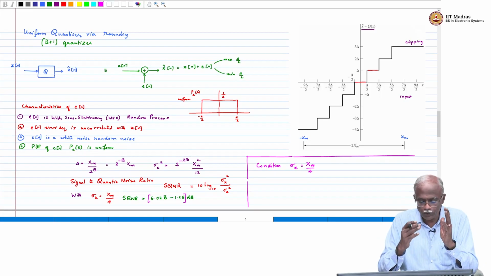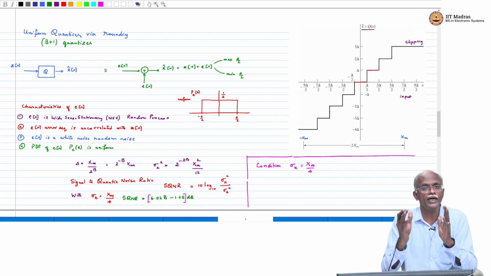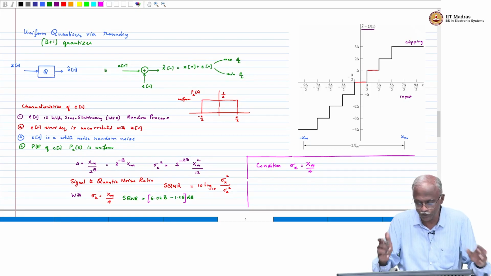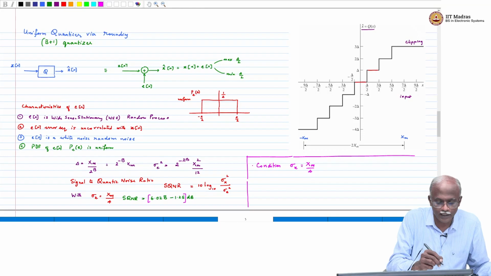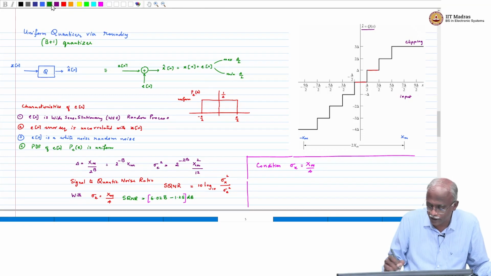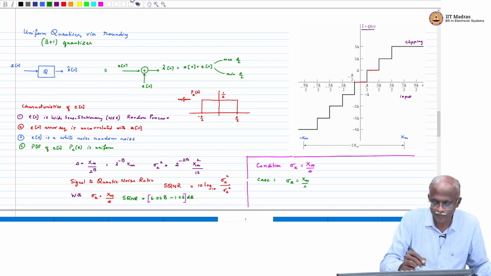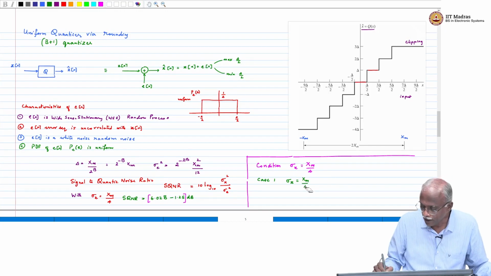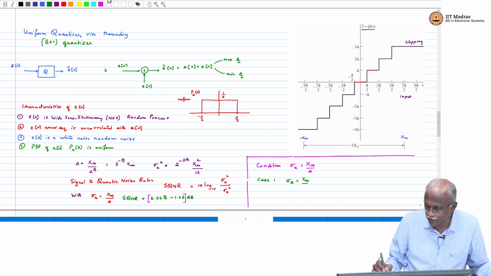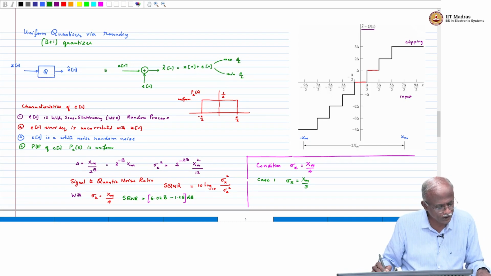So just so that you are familiar with calculating the signal to quantization noise ratio, I am going to look at a case, case 1. Now, I am going to ask you to consider sigma x is equal to xm divided by 3. I will ask you to go through the entire calculation and compute the signal to quantization noise ratio.